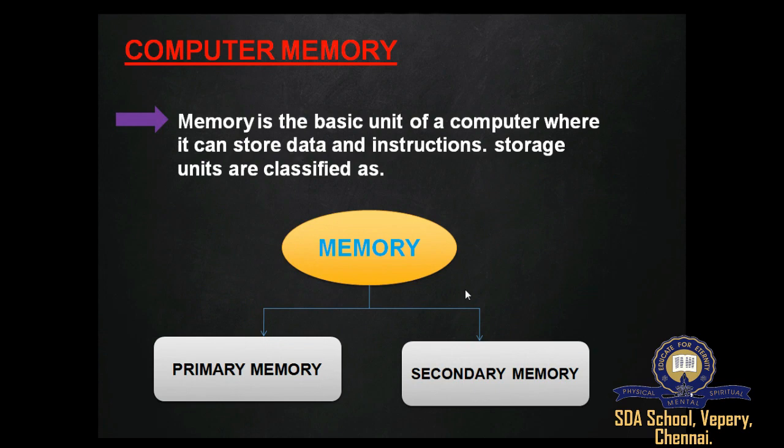As human beings, how can we store our memories? Yes, we store our memories in the brain. Our brain instructs us to do some activities. Like that, a computer also has its own memory. Memory is the basic unit of a computer where it can store data and instructions. Storage units are classified into two types of memory, that is primary memory and secondary memory. We have already learned about primary memory. In this session we are going to study secondary memory.